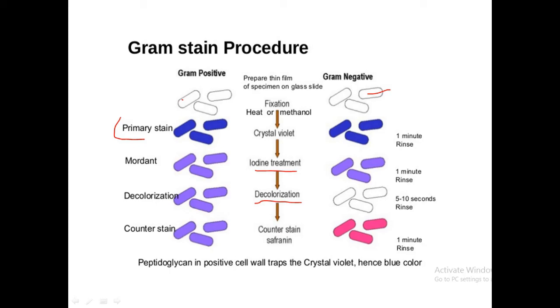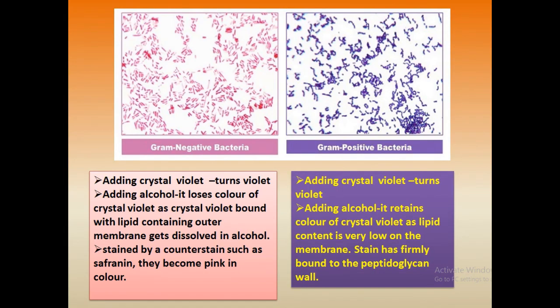So in order to visualize it, we have to counter stain with safranin, then it becomes pink, and the other remains violet in color. Now we can see the picture of gram negative bacteria, and this is the picture of gram positive bacteria. This is the microscopic picture of these two.